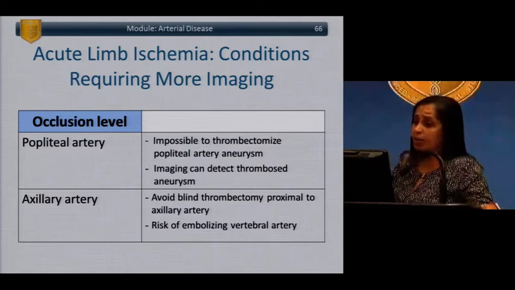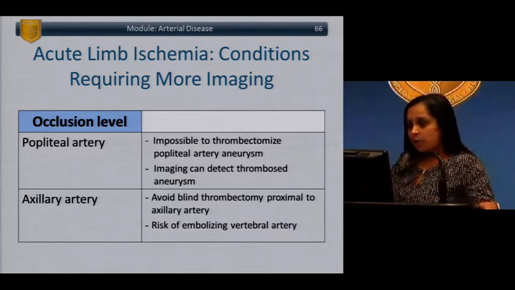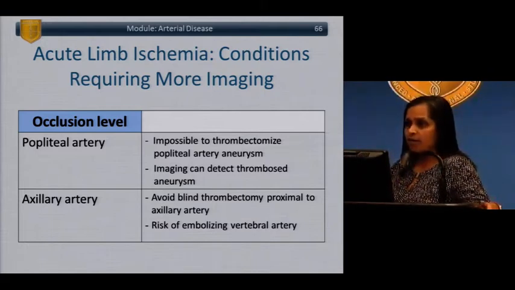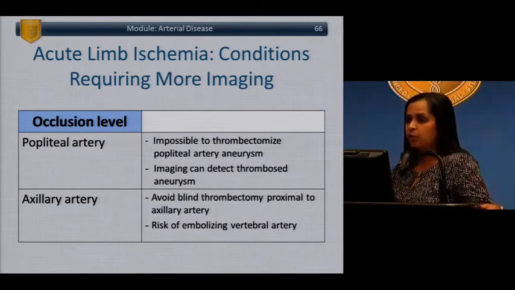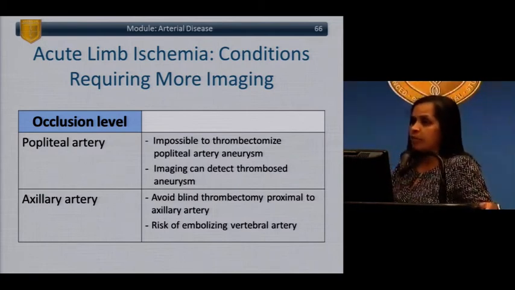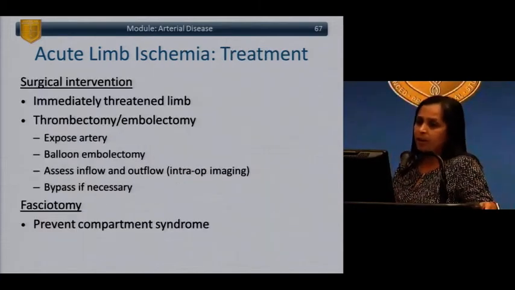The axillary artery is another location. If you don't have an axillary pulse on exam, you want to consider other imaging. You want to avoid blindly thrombectomizing proximal to the axillary artery because of the cerebrovascular vessels that come off at these levels, where you want to avoid embolizing into the vertebral artery in particular. So this is another situation where you should consider some CT angiogram or other kind of imaging prior to embarking on an operation. So how do we treat acute limb ischemia?